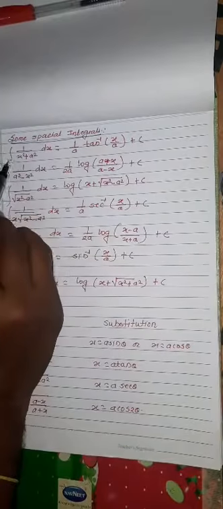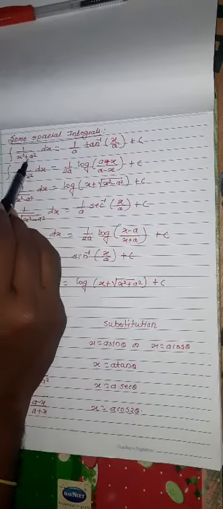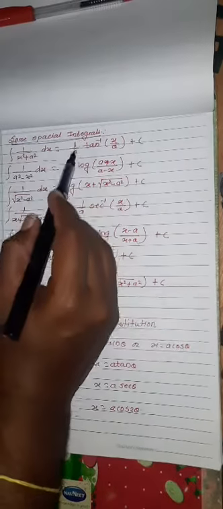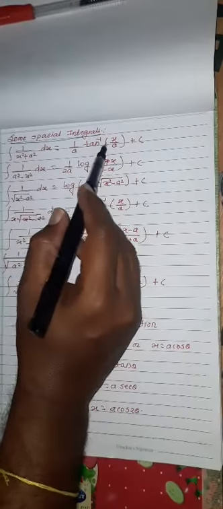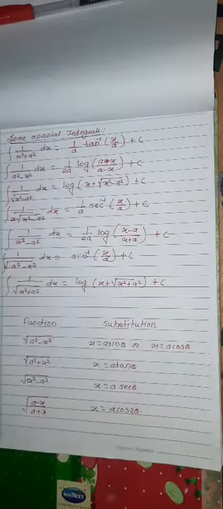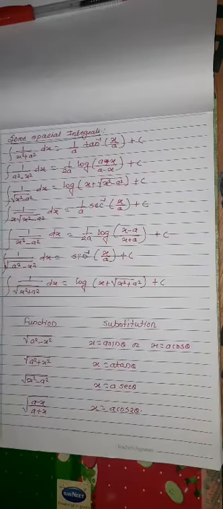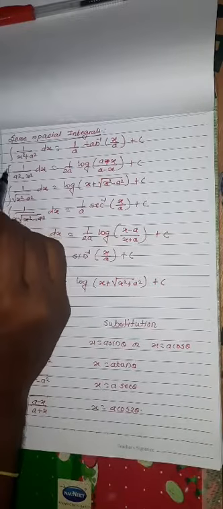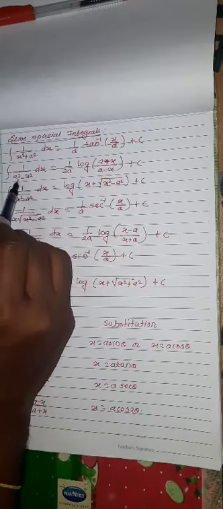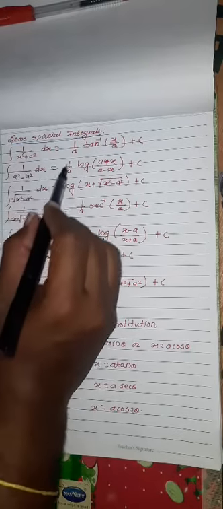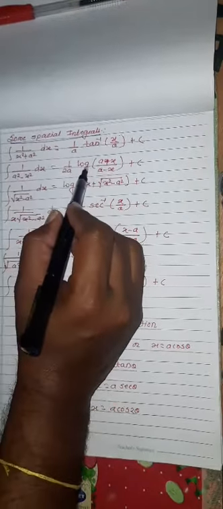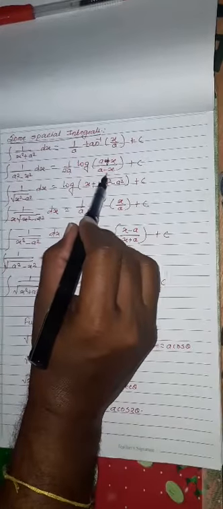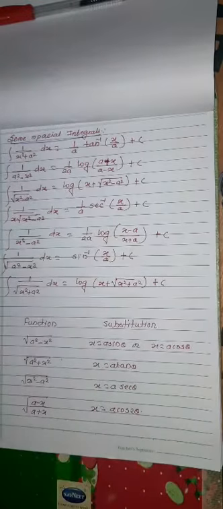The first integral is the integral of 1 upon x square plus a square dx. How can we solve this? It is 1 upon a tan inverse of x upon a plus the constant of integration c. The second is the integration of 1 upon a square minus x square dx, which equals 1 upon 2a into log of (a plus x) divided by (a minus x), plus constant of integration c.